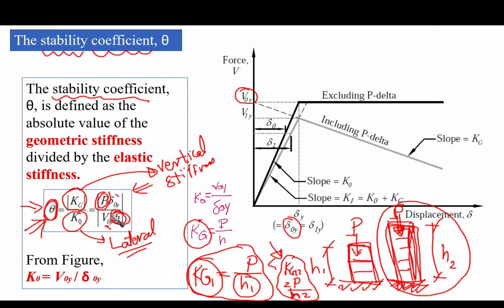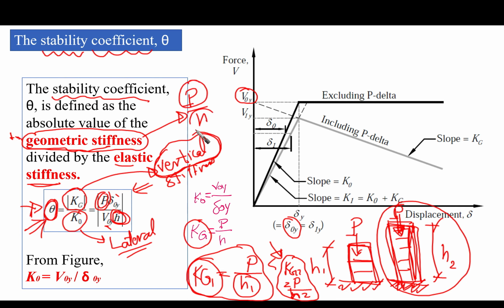Totally different, okay? So this coefficient is measuring the ratio between the geometric stiffness and the elastic stiffness, or between the vertical stiffness and the elastic stiffness. It is not very right to say vertical, because maybe some people would say that it is the axial stiffness, but actually no, it is totally different. Here we call it geometric stiffness, in order to say that it equals only a ratio between P over H, gravity loads over the height of the story or the structure.